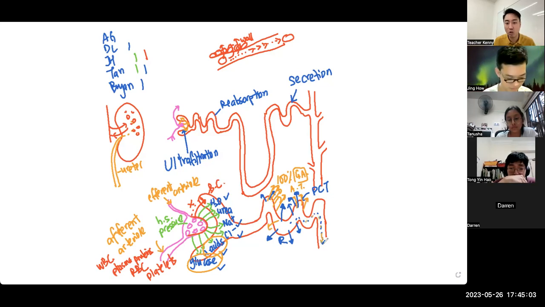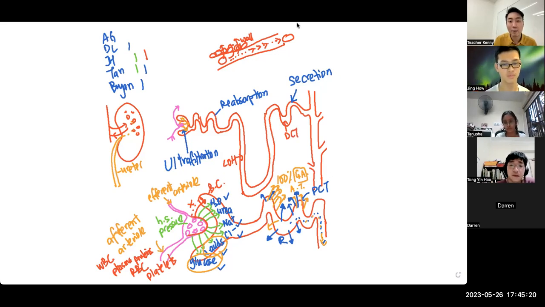So that line will go down this bungee jump. What is this bungee jump? And the next one here is called, Tanusha, name this thing. Loop of Henle and distal convoluted tubule. Distal convoluted tubule. All right.